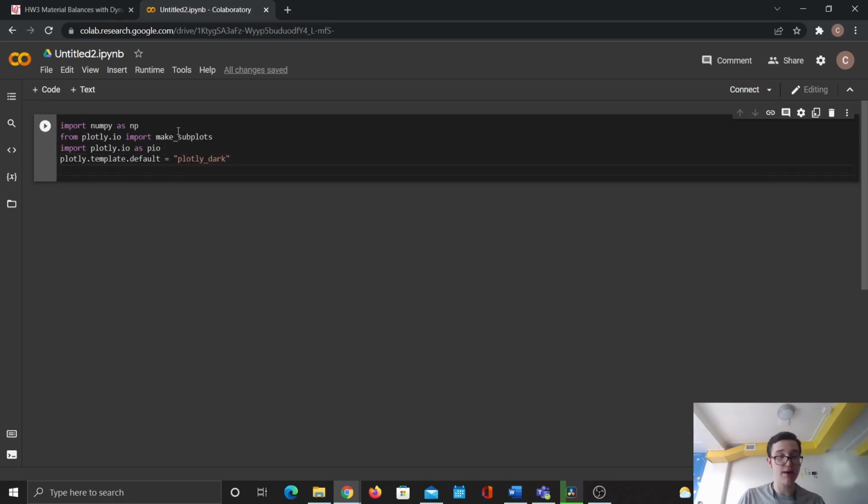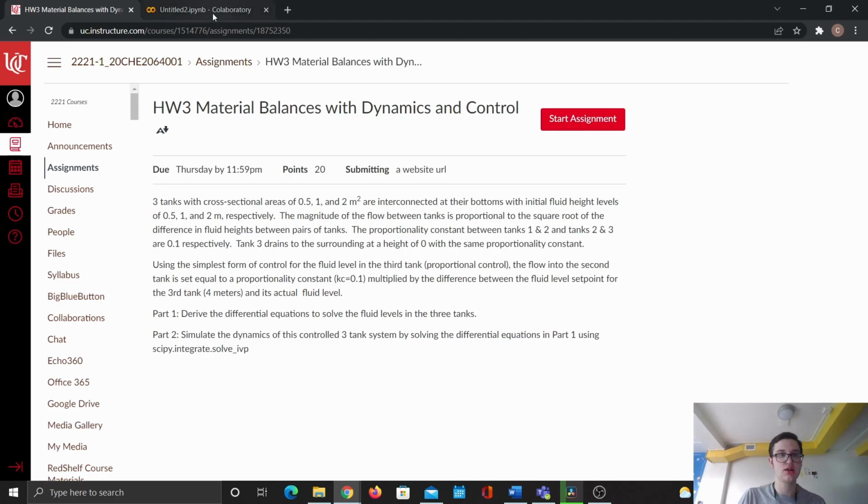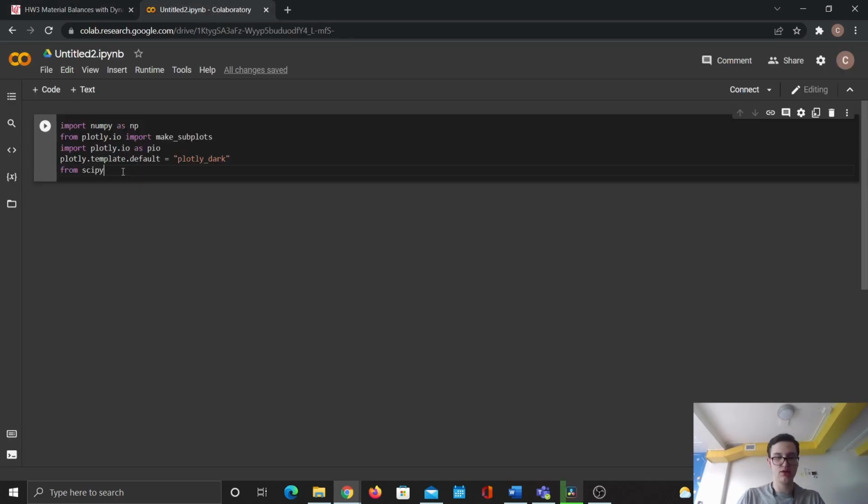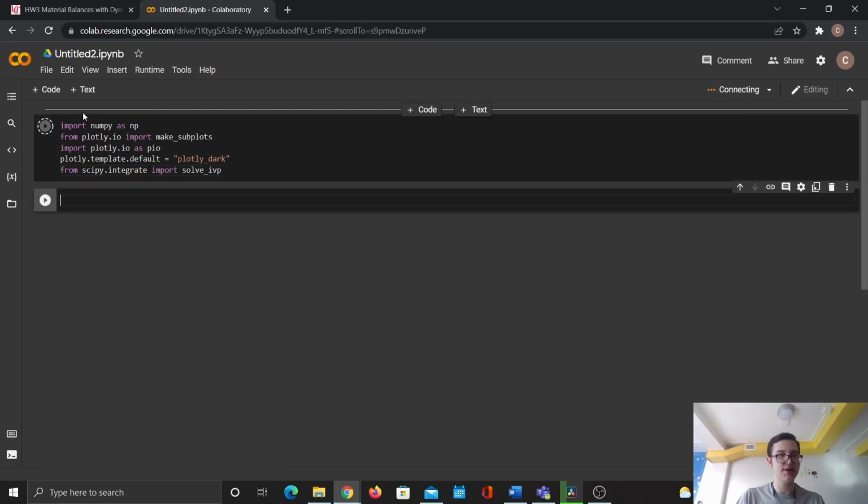And now we want our SciPy solve IVP. So from SciPy, scientific Python, and this is SciPy integrate: from scipy.integrate import solve_ivp. IVP, of course, stands for initial value problem. So we're going to be using that to solve the differential equations we came up with. So shift enter, hopefully the syntax on that is all right.